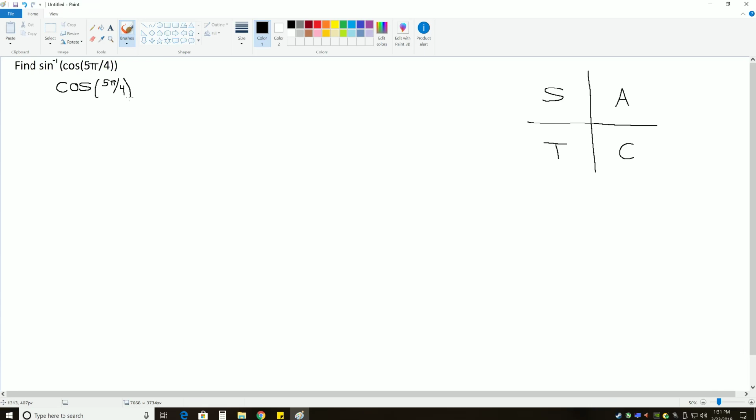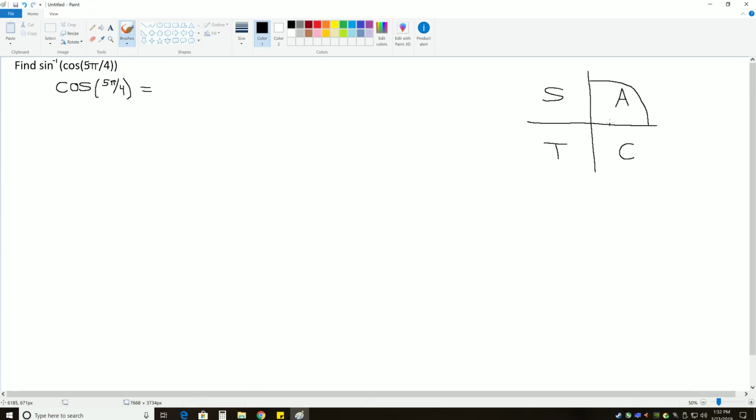When we've dealt with this in the past, the first thing that we've had to do is to find a reference angle. Rather than memorize every single unit circle value, if we just memorize the values in quadrant 1, then we can use reference angles to find the rest of them. So, cosine of 5 pi over 4, we're going to start by drawing out 5 pi over 4.